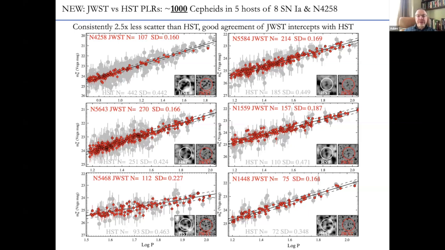And I'm showing you here some postage stamps now of Cepheids in each of these galaxies. Again, just to remind you of why we are getting such a great improvement. It's really the reduction in noise, because we're able to more precisely measure the brightness of the Cepheid variable, because they're basically alone in the NIRCam images. So, again, a really dramatic improvement.